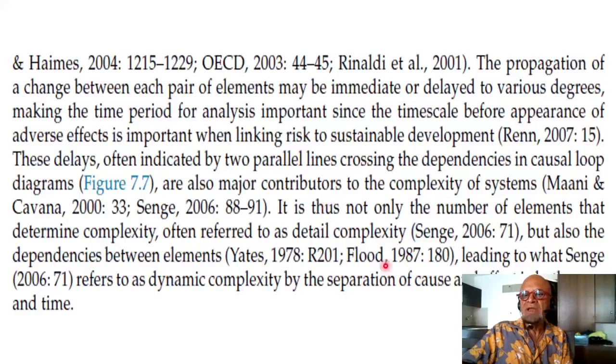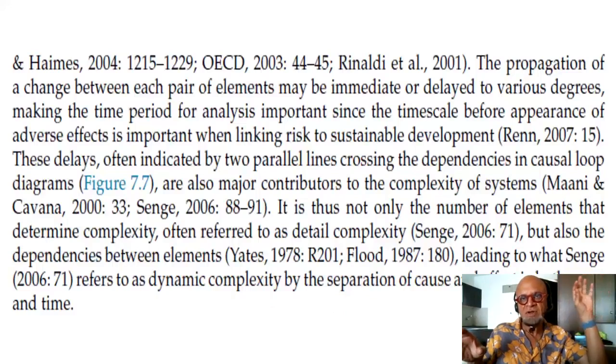It is thus not only the number of elements that determine complexity, often referred to as detailed complexity, but also dependencies between elements, leading to what Senge refers to as dynamic complexity by the separation of cause and effect both in space and time. So cryosphere is, let's say, somewhere in the Himalayas or in the Greenland, in Antarctica, Arctic, and so on. So the changes there are going to affect you.